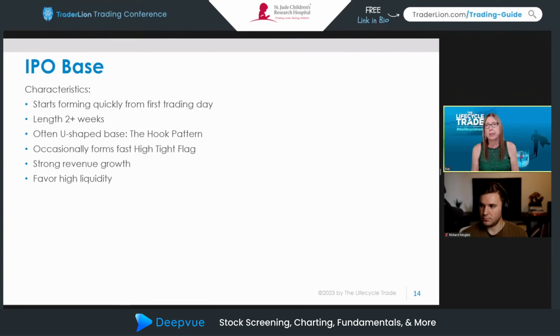Typically the IPO base I'm looking for can be pretty short. It can be 2 weeks or longer. Some of the patterns that I like to trade are the U-shaped bases, and I'm going to show you a few examples of what we've dubbed the hook pattern. Sometimes they just form short consolidations or possibly even high tight flags. I would trade those as well.